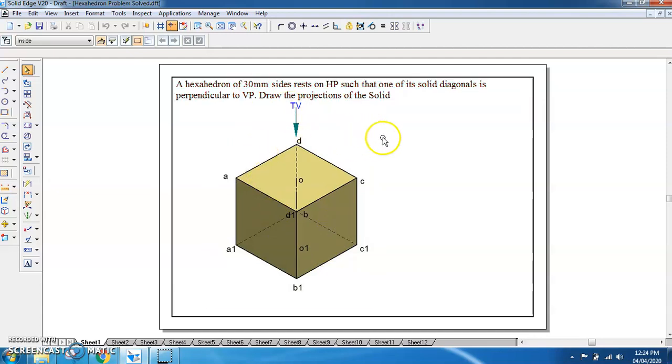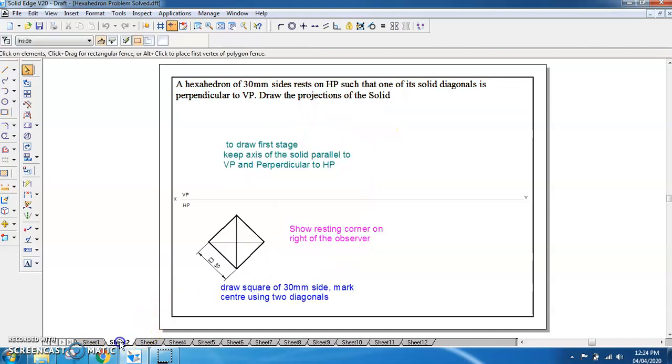So to draw the projections of this, we have to start with the XY line, and as the solid diagonal is passing from one of the corner, we have to start the square on one of the corner. So the resting corner is shown on the right side of the object.